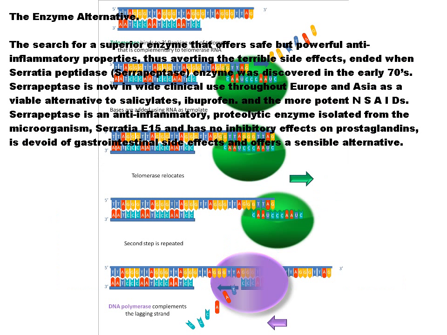The enzyme alternative. The search for a superior enzyme that offers safe but powerful anti-inflammatory properties, thus averting the terrible side effects, ended when the serrapeptase enzyme was discovered in the early 70s. Serrapeptase is now in wide clinical use throughout Europe and Asia as a viable alternative to salicylates, ibuprofen, and the more potent NSAIDs. Serrapeptase is an anti-inflammatory, proteolytic enzyme isolated from the microorganism Serratia E15, and has no inhibitory effects on prostaglandins, is devoid of gastrointestinal side effects and offers a sensible alternative.